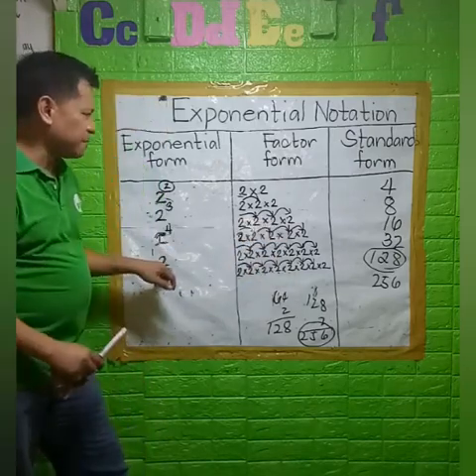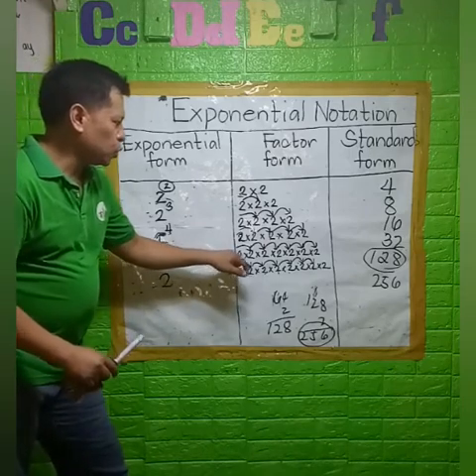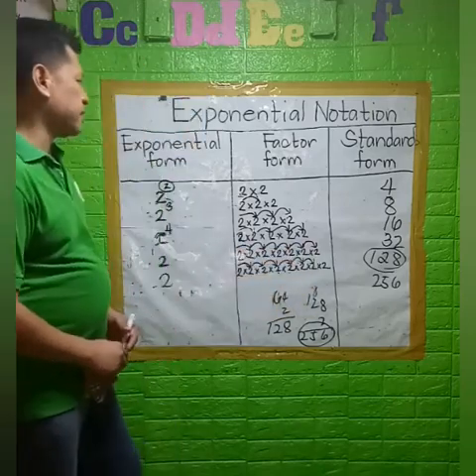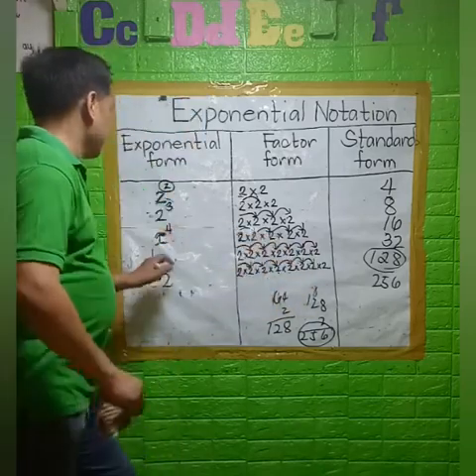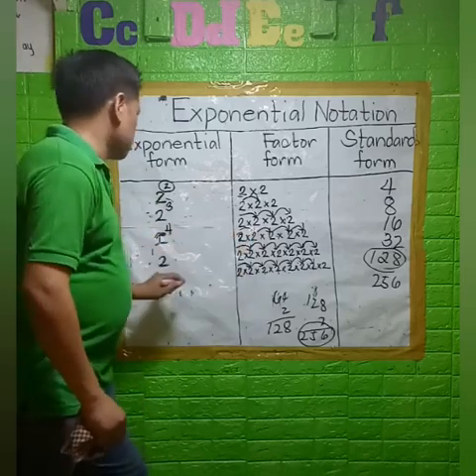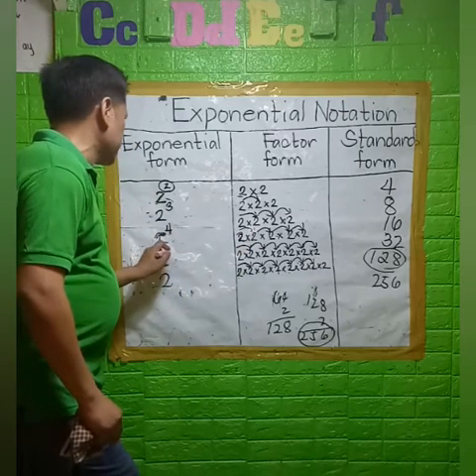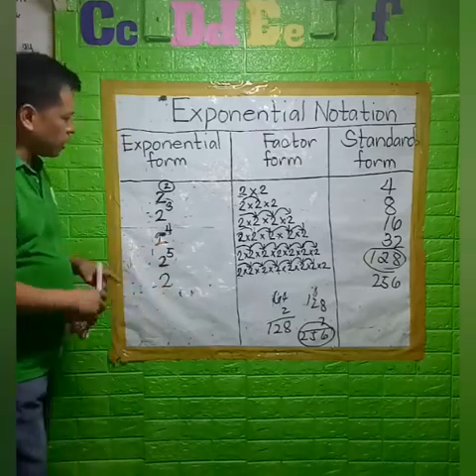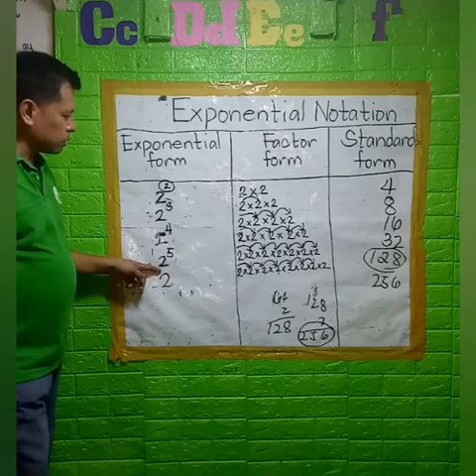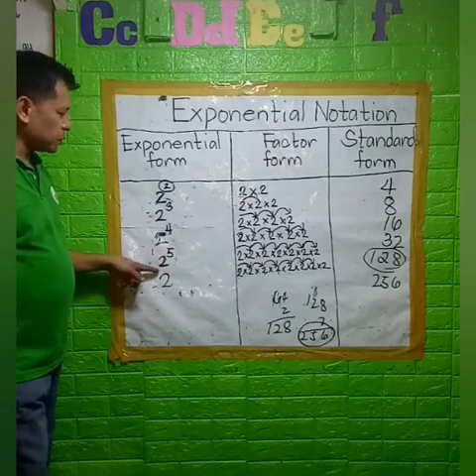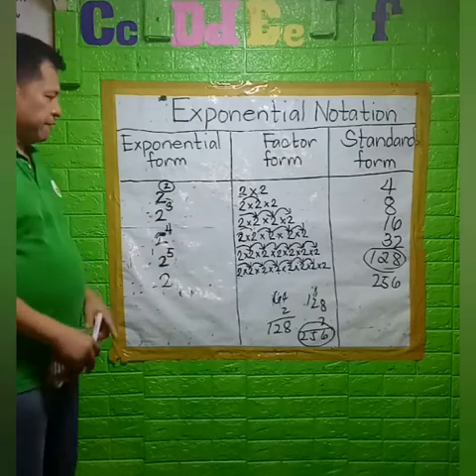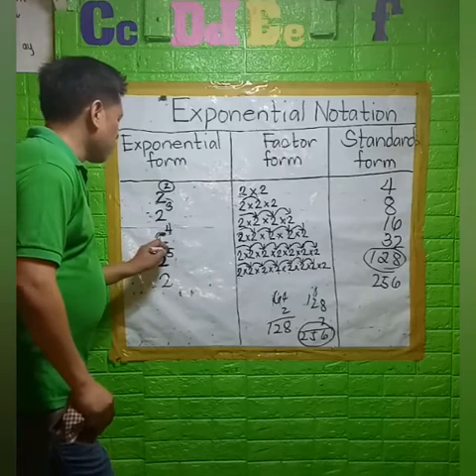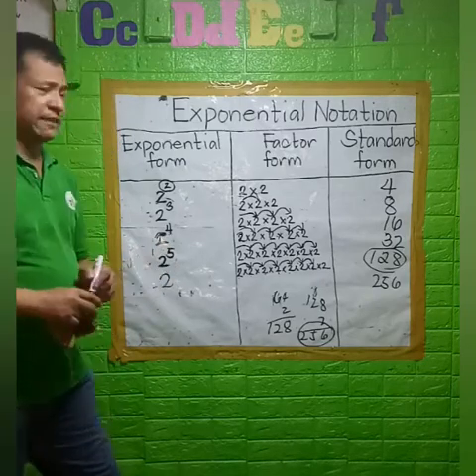So, the next example here, we have 2 multiplied several times. How many times? We have 5. So 2 again is our base, then 5 is our exponent. How are we going to read it? 2 to the power of 5. So 2 is our base, while 5 is our exponent.